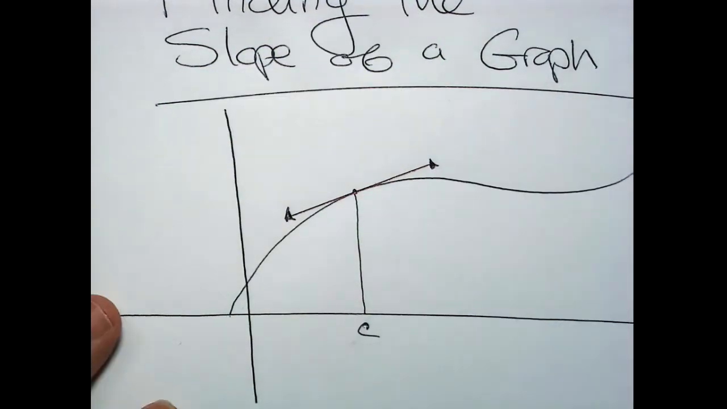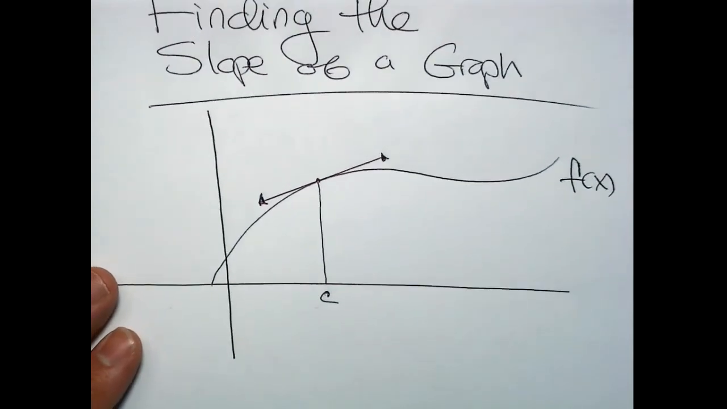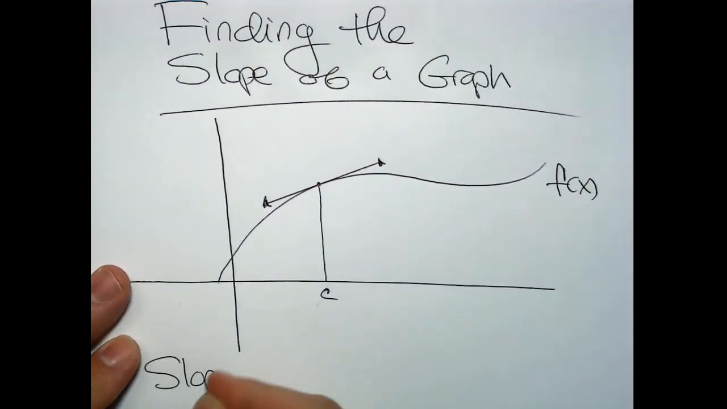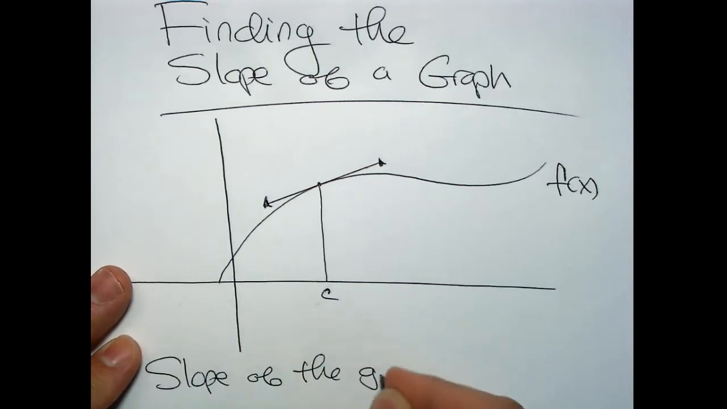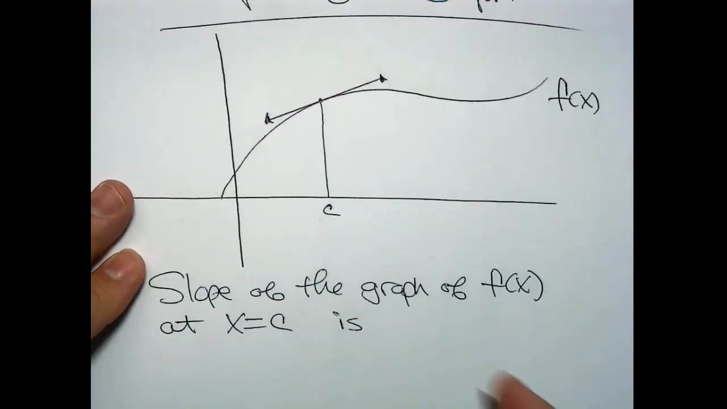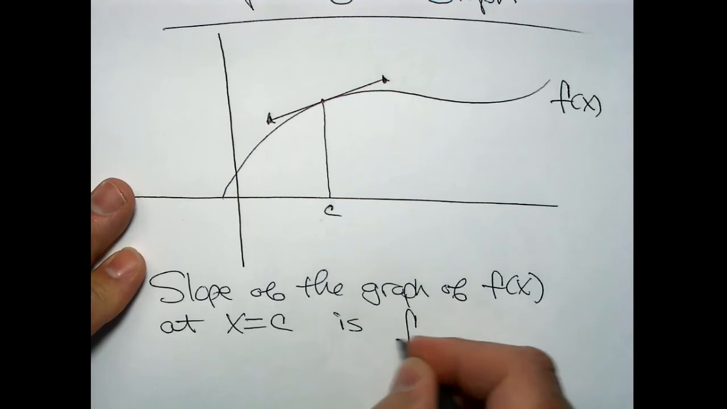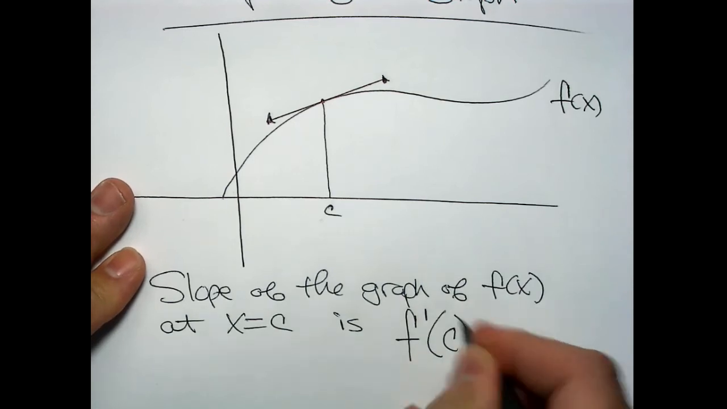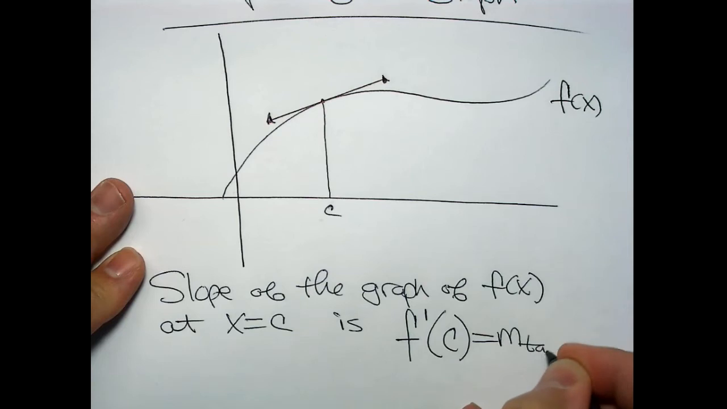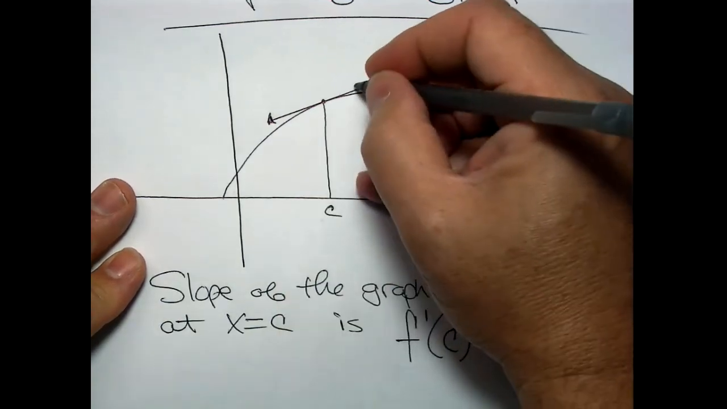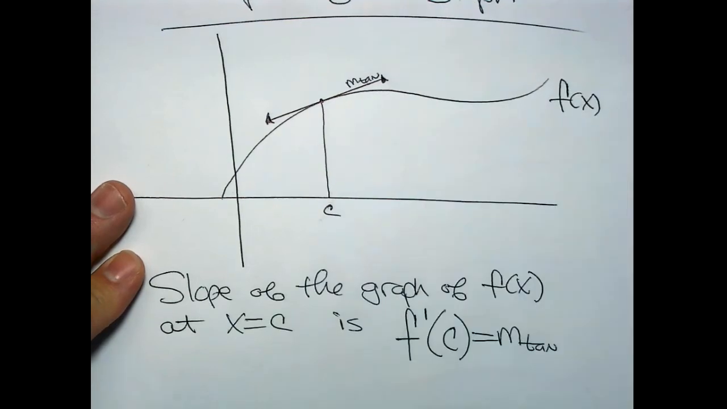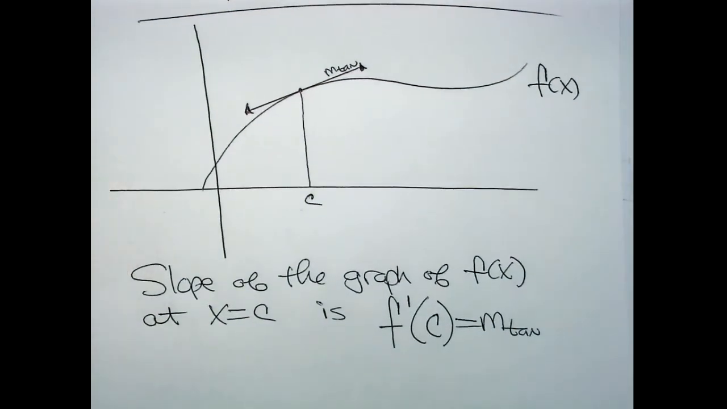So the conclusion is a relatively simple one. The conclusion is the slope of the graph of f of x locally at x equals c is f prime at c. In other words, it's the slope of the tangent line at x equals c. So here's my tangent slope here. So that's really it. Slope of a curve is the slope of a tangent line at that particular point.